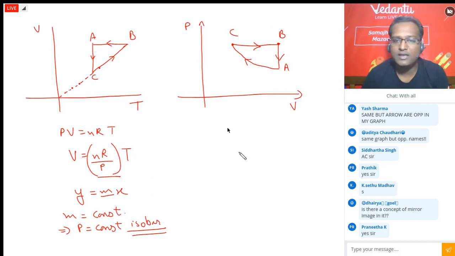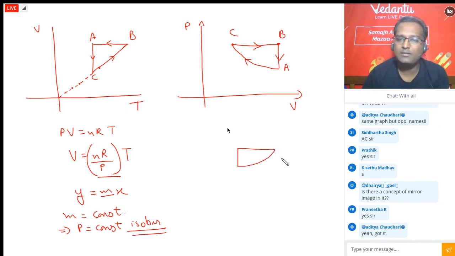Why? Sir, I got the mirror image. Why is it wrong? It is wrong because C to B pressure was supposed to increase. So if you write like this, C to B, then B to A becomes isothermal. So therefore it is wrong.